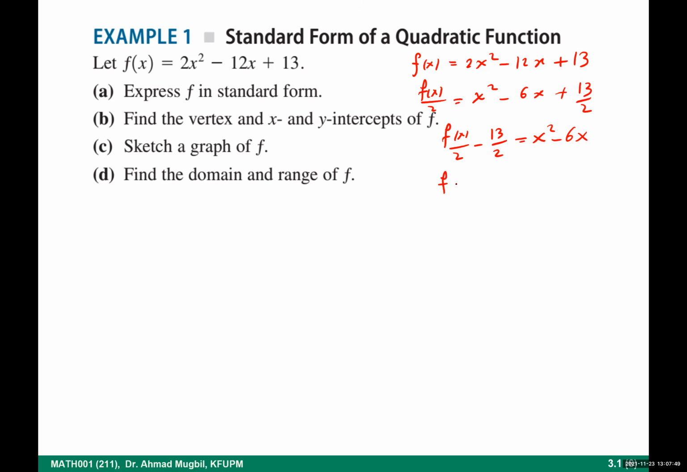Now you can complete the square. Now what will you do? It will be x squared minus 6x. We will add 9 to both sides, right? Then what will you have here? F of x over 2 plus 5 over 2, right? It will be 18 minus 13, 5 over 2, equals x minus 3 all squared. Are we done?